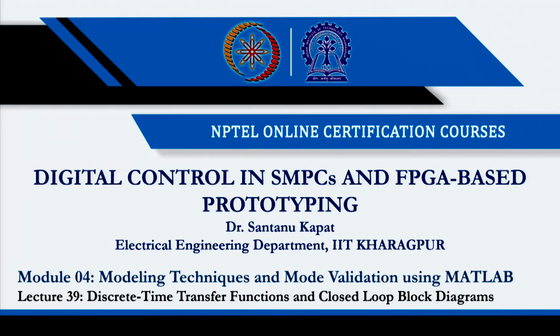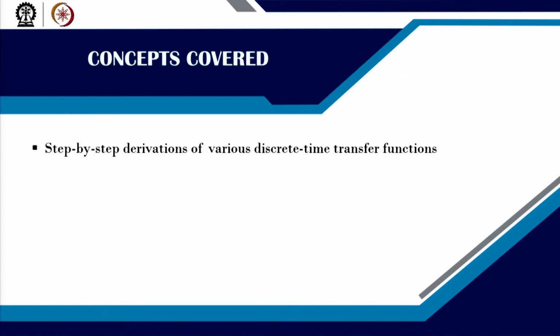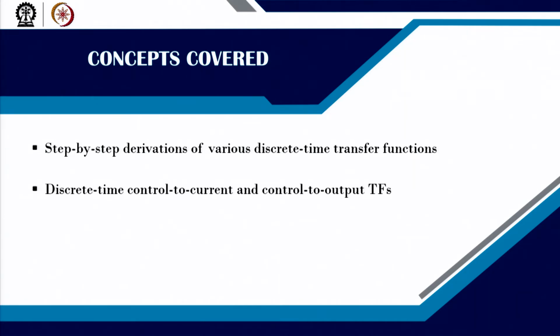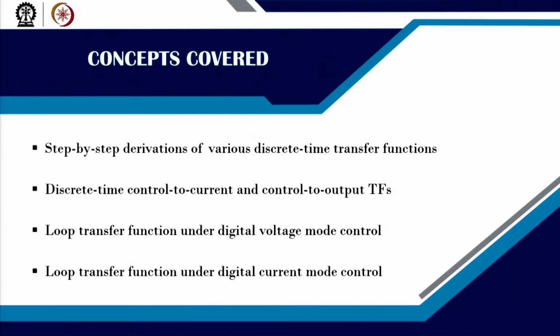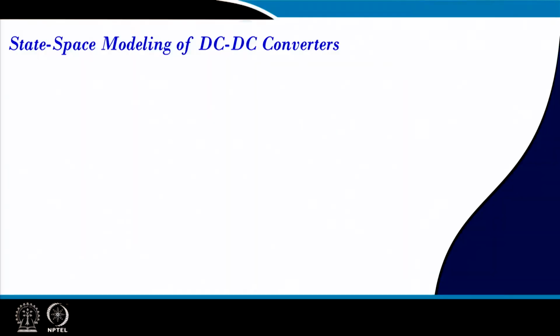So, in this lecture we are going to talk about discrete time transfer function and closed loop block diagrams under voltage mode and current mode control. Here we are first going to talk about step by step derivation of various discrete time transfer functions, then discrete time control to current as well as control to output transfer function, then loop transfer function under digital voltage mode control and the loop transfer function under digital current mode control.